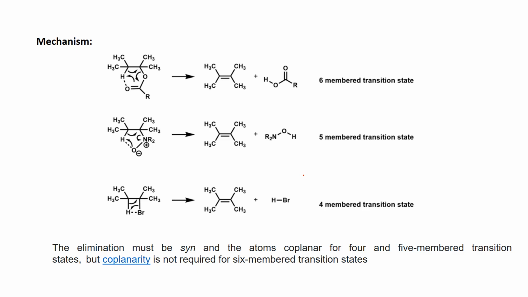This reaction can proceed through different types of mechanism. The first one is the 6-member transition state. The reaction can also go through a 5-member transition state and also a 4-member transition state. The elimination must be syn. The atoms should be coplanar for the 4 and 5-member transition states, but coplanarity is not required in the case of the 6-member one, though the hydrogen should be cis to the eliminating group.